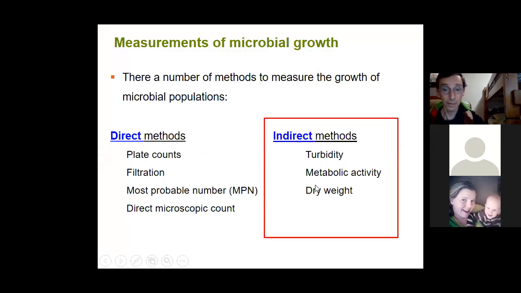There are also indirect methods for counting cells, so let's talk about the indirect methods you can use for counting cells.